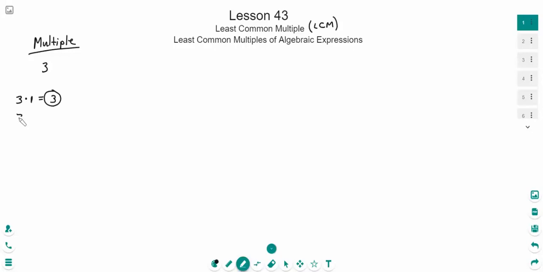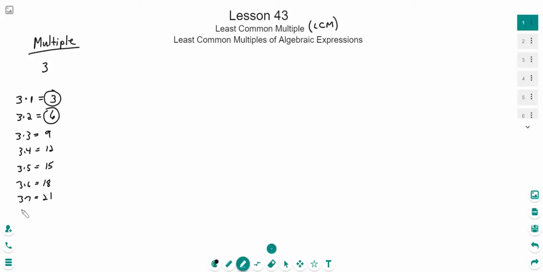Well, we've got 3 times 2. Let's just increase that factor up by 1. And we get 3 times 2 is equal to 6. So 6 is a multiple of 3. And I could keep going, right? I could say 3 times 3 is 9. 3 times 4 is 12. 3 times 5 is 15. 3 times 6 is 18. 3 times 7 is 21.